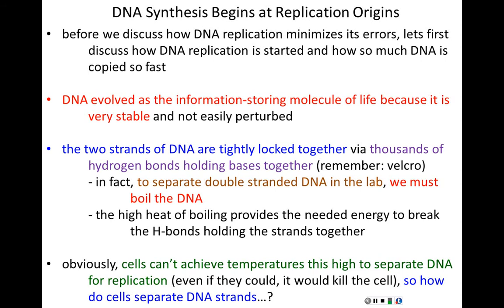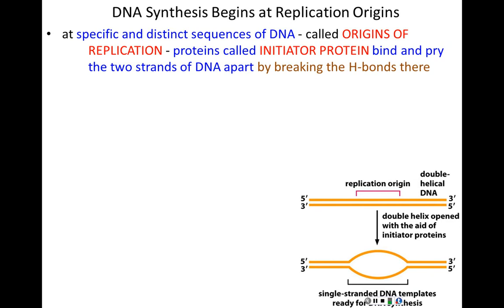But we need to separate DNA in order to copy it, so the question becomes, how do cells separate their DNA without high heat if these forces of the hydrogen bonds are so great? Well, the answer is that DNA separation occurs in stages, and it starts in regions called origins of replication. Origins of replication are specific, distinct DNA sequences that are bound by initiator proteins. And what initiator proteins do is they pull or pry two strands of DNA apart, breaking the hydrogen bonds there. So here we see a general schematic of an origin of replication, and once initiator proteins bind there, the DNA is pulled apart.